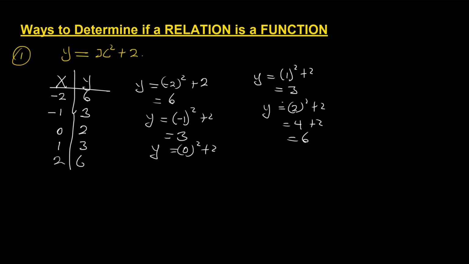So we have 6. We see that each value in the domain gives us a unique value in the codomain. We have a 1-to-1 mapping or 1-to-1 relation. The relation is a function.